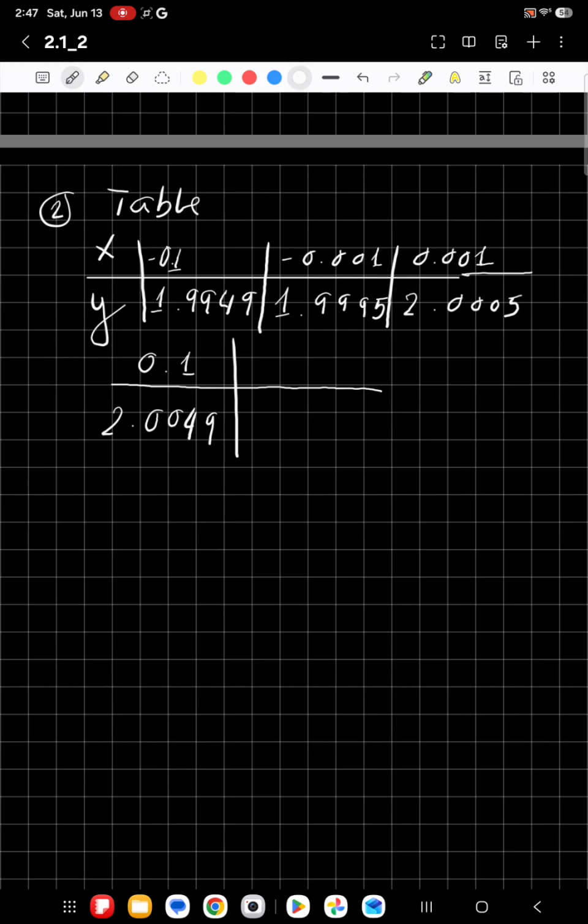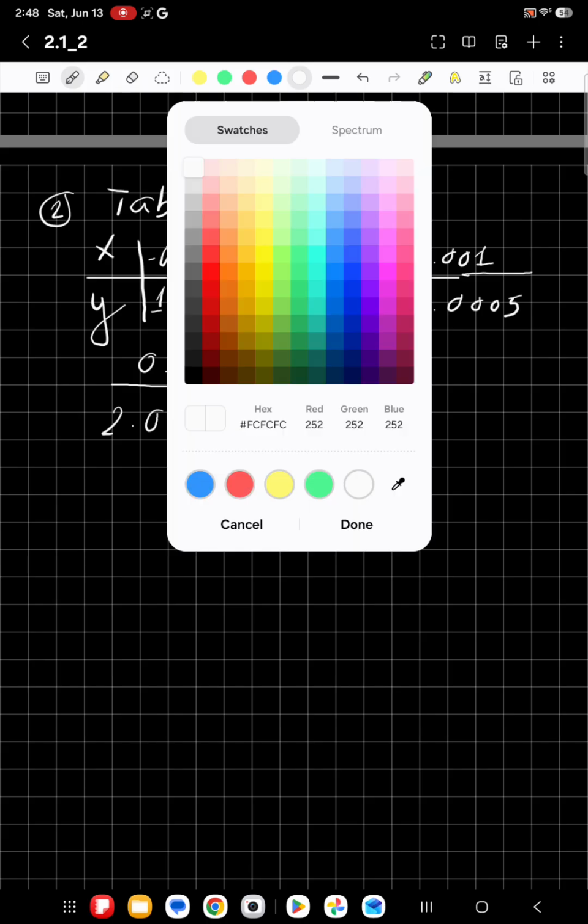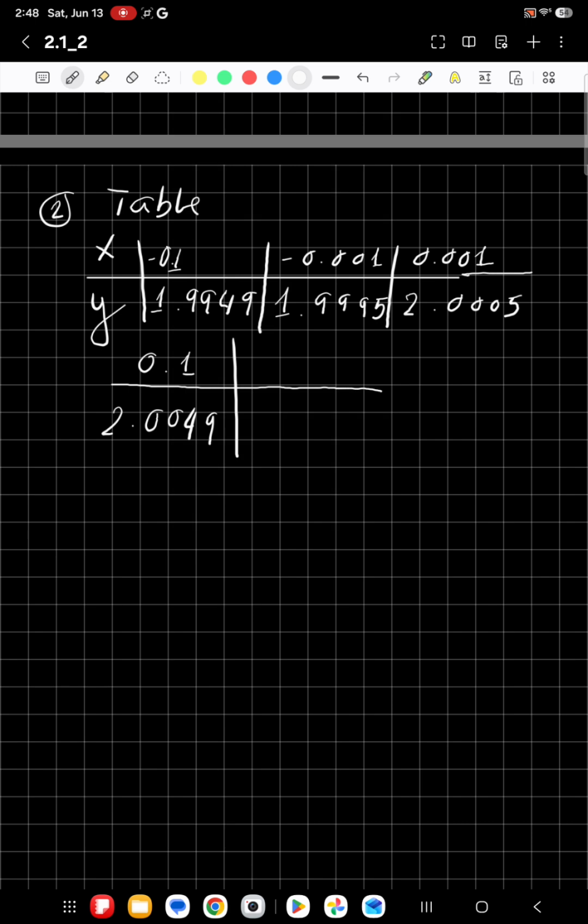It's easy to see what's happening. Those numbers are getting closer and closer to 2, so technically, if we plugged in 0, which we cannot do at this point, we should get 2. So that's the numerical approach, and we get the same result, the same limit, the same answer as with the first one.